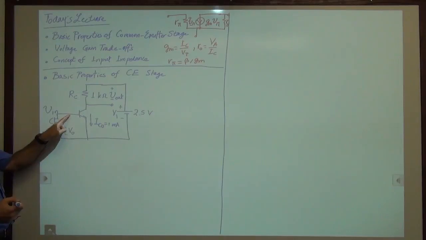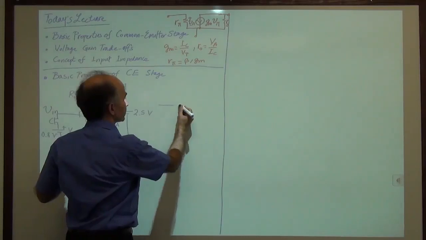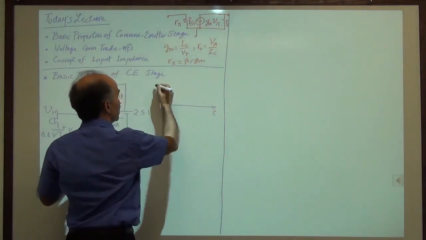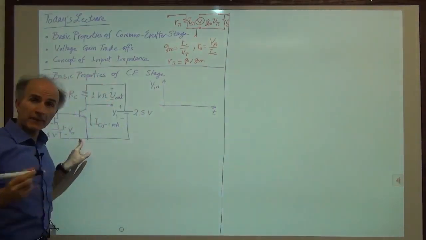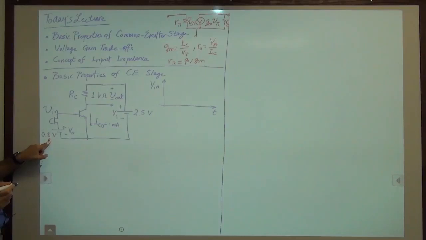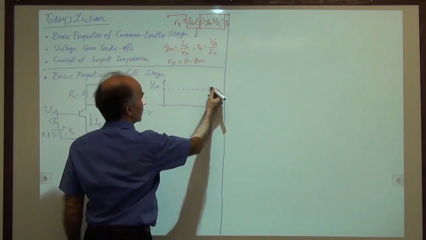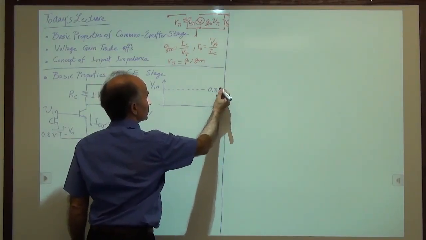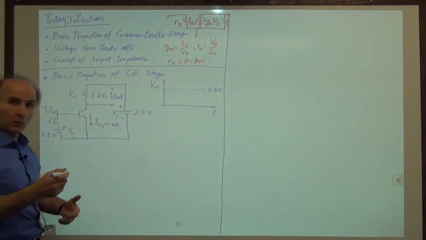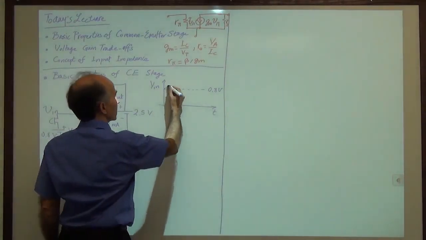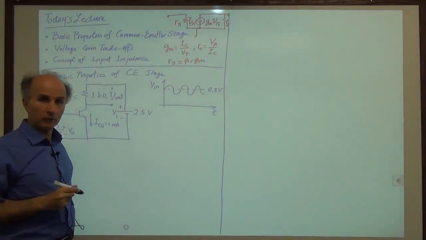Let's start with the input. At this point, with respect to this point, what can we measure? Well, here's what we have. As a function of time, V in, in the absence of a signal, we have a bias voltage of 0.8 volts. So here's our bias voltage, 0.8 volts. And now we have a signal coming in from the microphone, let's say 1 millivolt peak. So here's the signal going like this. That's the input signal, 1 millivolt peak, 2 millivolts peak to peak.